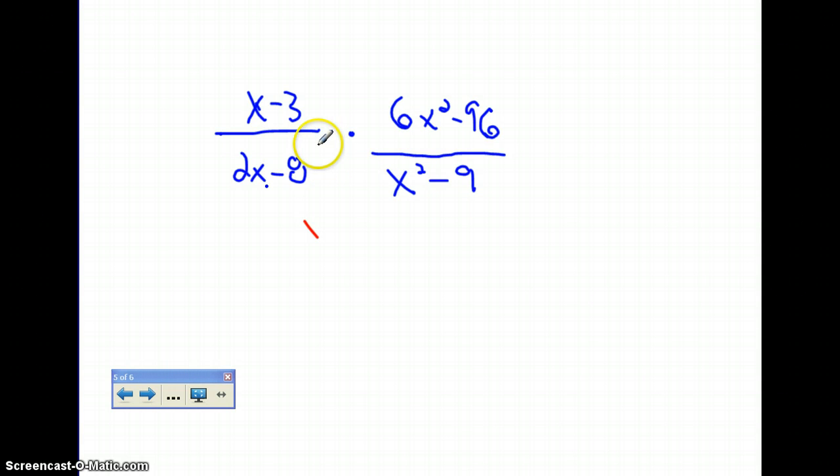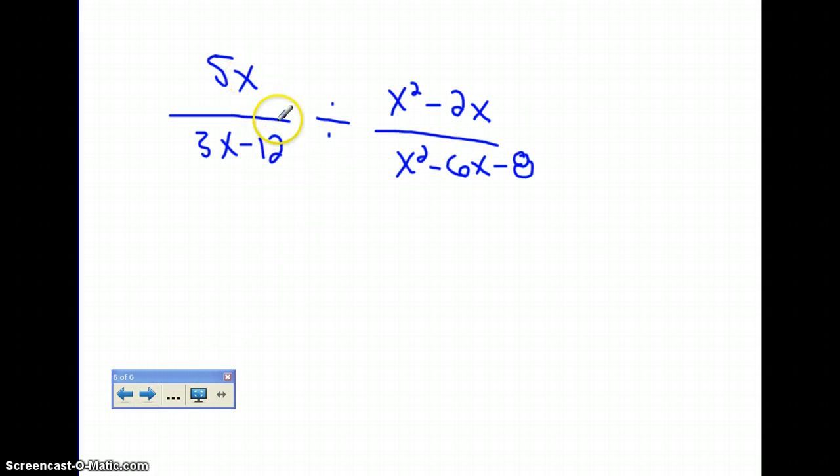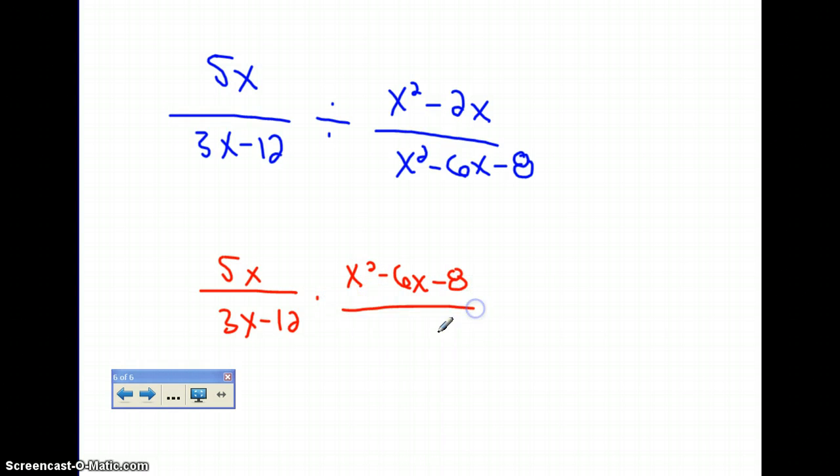Okay, so there's one other one I want to talk about, and that deals with division. So I'm dividing these two quantities together. Now this looks a little bit more complicated, but what is division? It's multiplying by the reciprocal. So really, I'm not doing anything with 5x. But I can rewrite this by flipping it, and that becomes x squared minus 6x minus 8 over x squared minus 2x.